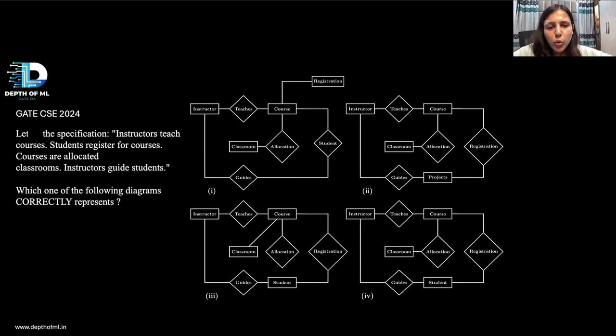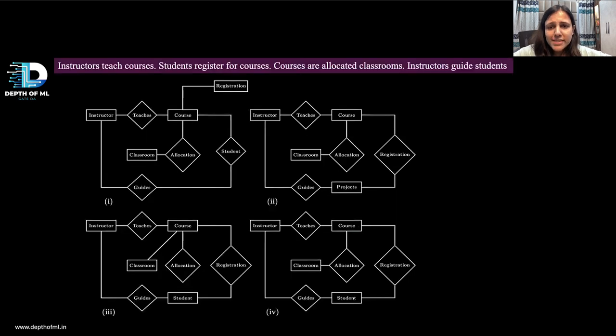So they have given you 4 diagrams, and now you have to tell which one of these correctly represents the specification that has been given. So let's see this. The instructor teaches course. Then student registers for the course. So let's start looking at each one of them and see if they fit the description that has been given to us. So instructor teaches the course, right? So this is correct. This is a correct relationship. The instructor is teaching the course. So this is correct. Student registers for the course.